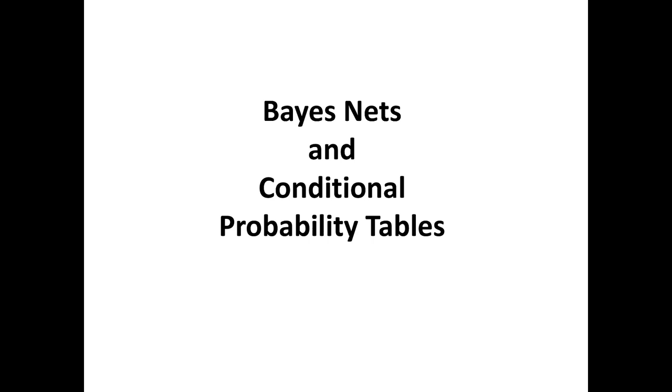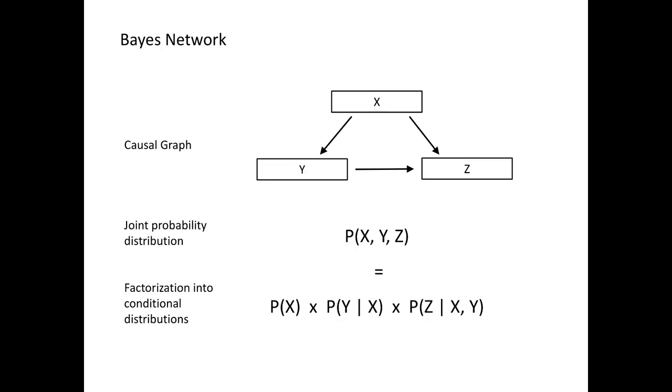Bayes nets and conditional probability tables. In the previous module, we explained how a causal graph represents a Bayes network, in which the joint probability distribution over the variables is factorized into a product of conditional distributions. Here, we will show how to express those conditional distributions as conditional probability tables.